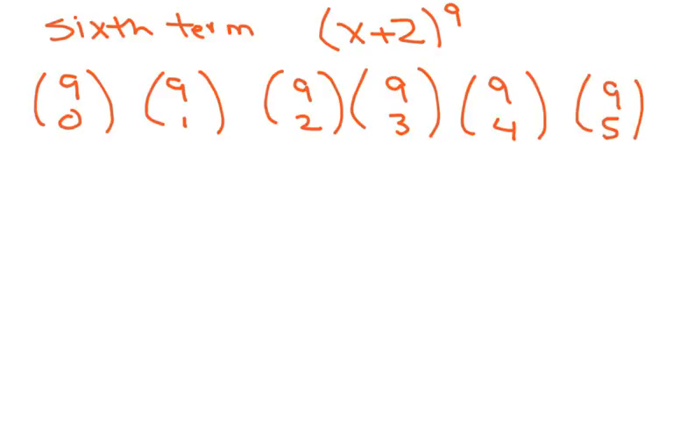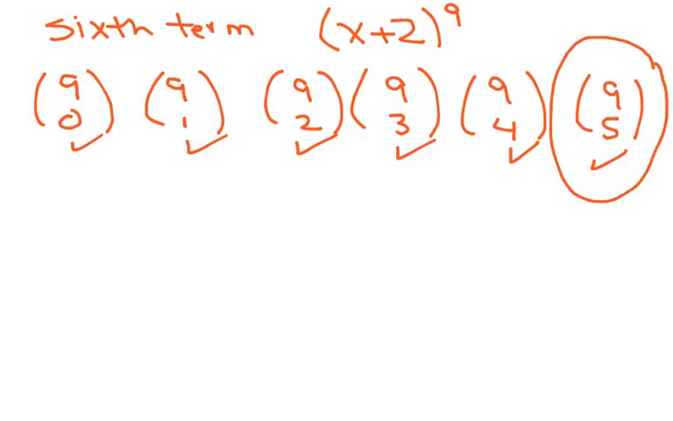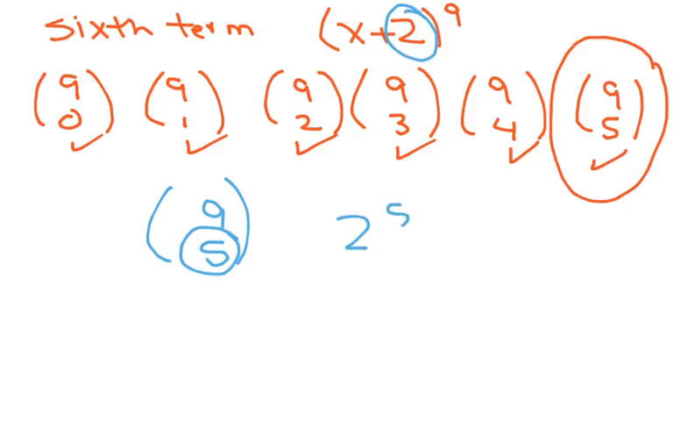Now, the 6th term, this is 1, 2, 3, 4, 5, 6. This is going to be the lead. So all I'm going to do is write 9, 5. We know the 5 goes with the b part, so that's going to be 2 to the 5th. And x goes with the part that adds up to 9, since 5 plus 4 is 9.